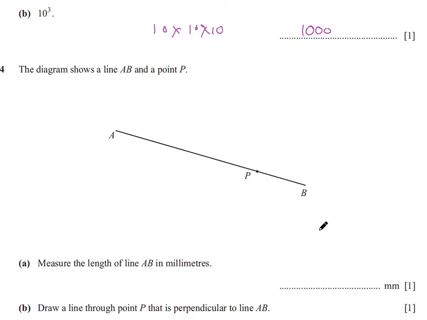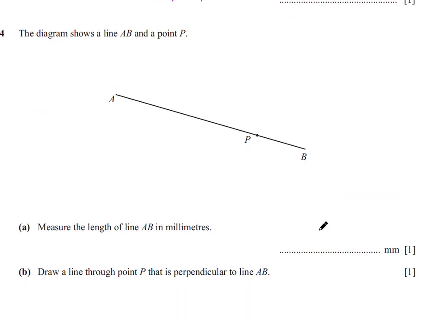Next question, question number 4. The diagram shows a line AB and a point P. Measure the length of line AB in millimeters. When we use a scale to measure the length, we have to measure exactly what the length is and note it down. In the paper it is actually 8.3 centimeters, this entire length. We will write it in millimeters. We know that 1 centimeter has 10 millimeters. So this will become 83 millimeters.